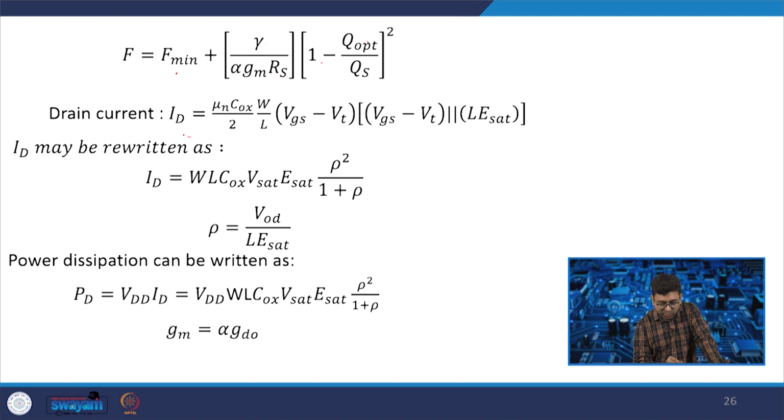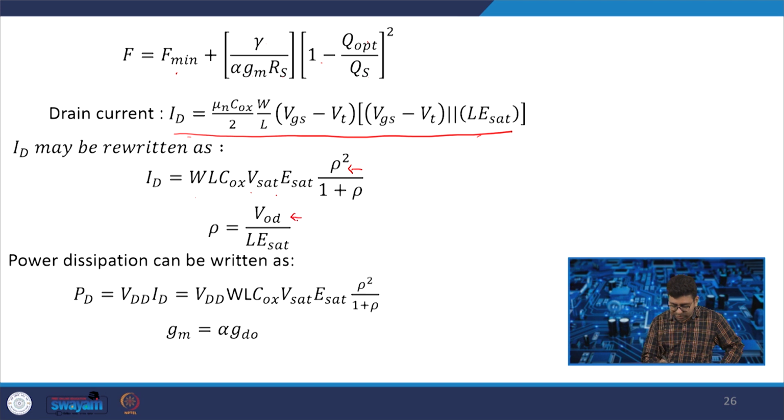Now, we already know the drain equation. The drain current equation is given by the complete drain equation: mu n Cox W by L by 2 times Vgs minus Vt, and here Vgs minus Vt is in relation with the electric field in saturation, and L is the length of the MOSFET. So, ID we can rewrite as W L Cox V saturation, then E saturation, and there is another term rho, which depends upon the overdrive voltage, which is Vgs minus Vt by L into E saturation. So, this is another way of writing the ID equation.